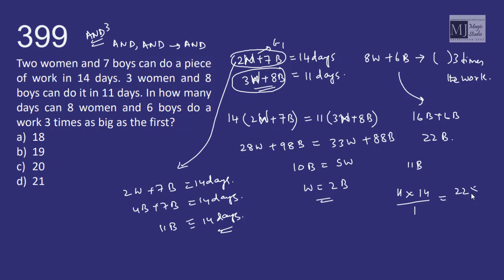Then 22 boys would complete the 3 times work in how many days? 22 into D2 equals 11 into 14 into 3, so D2 equals 7 into 3, which is 21 days. Answer.